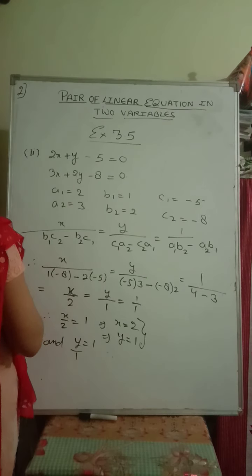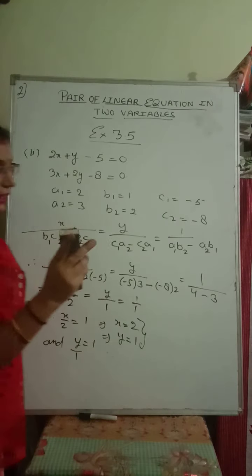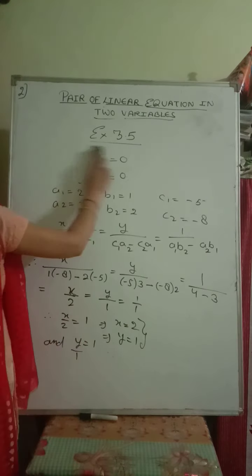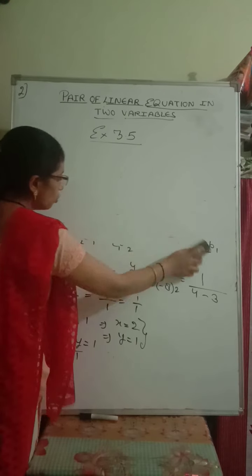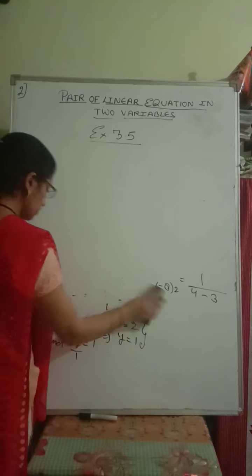The third part and fourth part you will do yourself. The third part will have infinitely many solutions, so you will not do any solution, and the fourth part again you will do by the cross multiplication method, because the fourth part also has a unique solution. Okay, now come to question number 2.